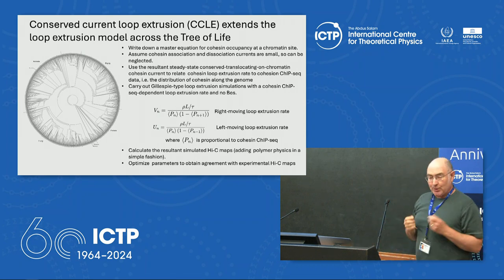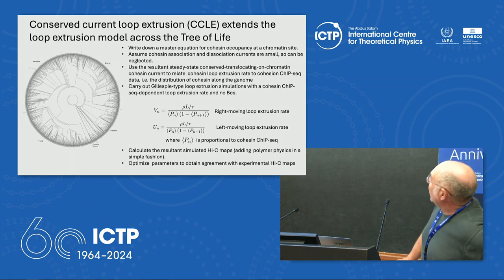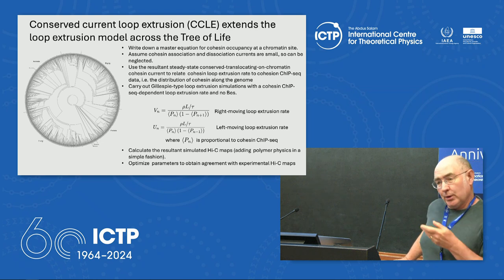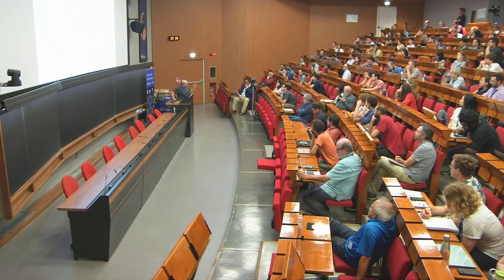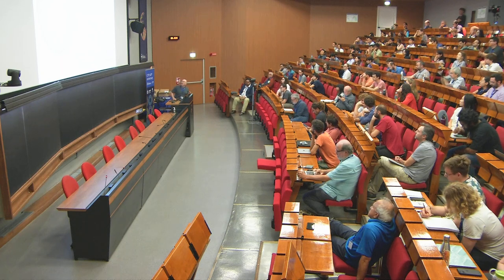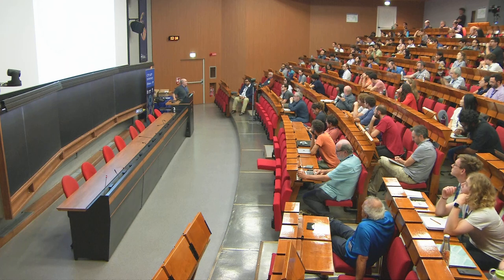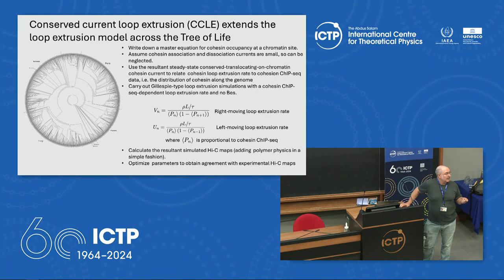Okay, so what do we do? The idea is that loop extrusion is driven by cohesin. So we write down a master equation for the cohesin occupancy of a particular site. Cohesin can flow into that site, it can flow out of that site along the chromatin, that would be loop extrusion, or it can associate, or it can dissociate. We assume that the association and dissociation currents are small compared to the flows in and out of the site. If you do that, then the current of cohesin is conserved. And then you can use that to relate the occupancy probability at a particular chromatin site with the rate at which cohesin flows in and out of that site. That's essentially what we do.